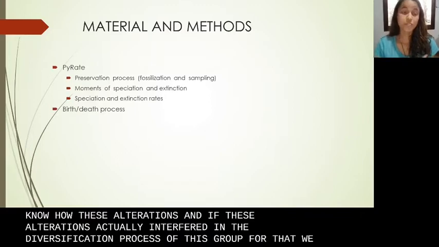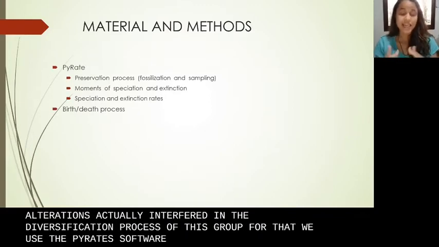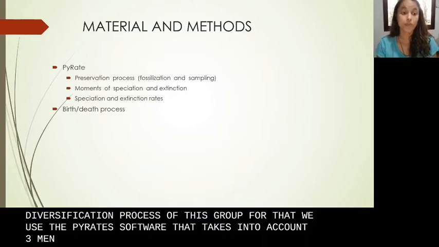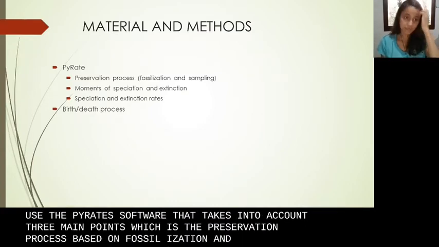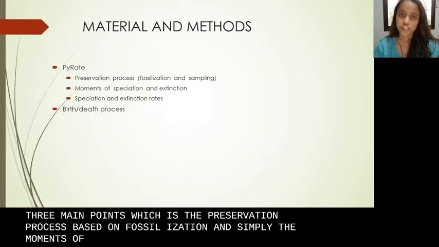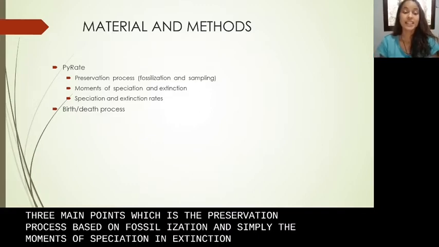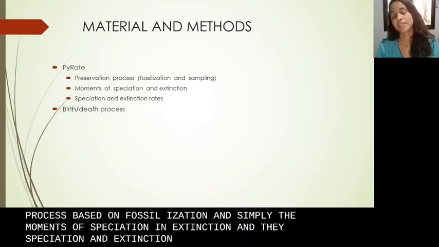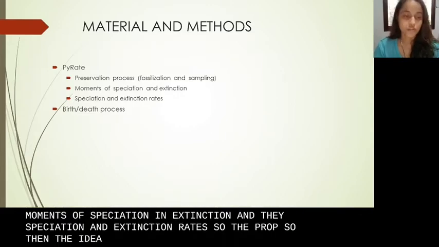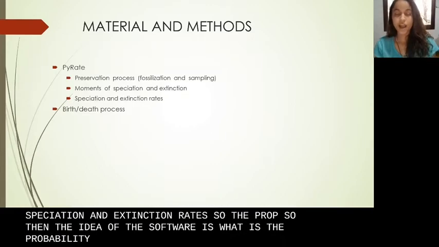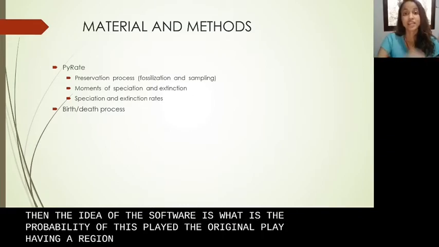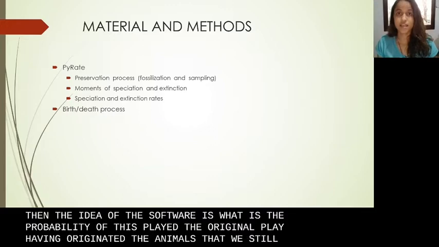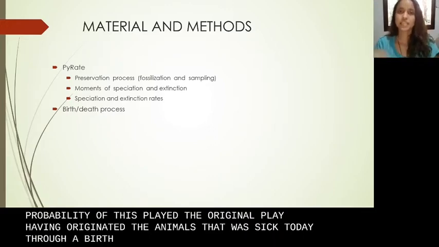For that, we used the PyRate software that takes into account 3 main points, which are the preservation process based on fossilization and sampling, the moments of speciation and extinction, and the speciation and extinction rates. So the idea of the software is: what is the probability of this original clade having originated the animals that we see today through a birth and death process?